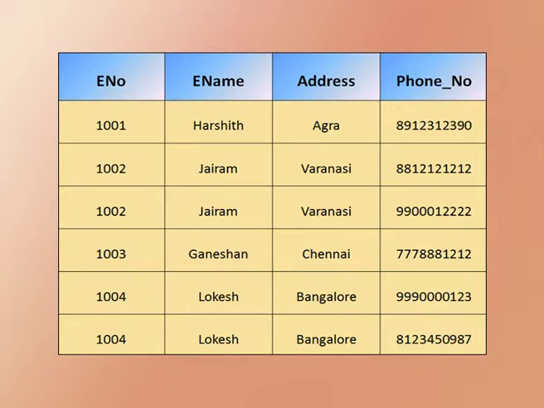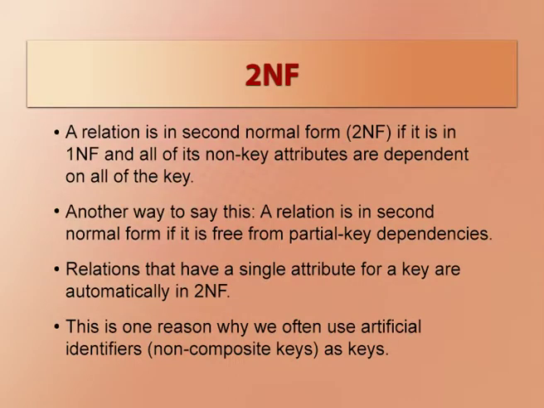So, let us see the definition of the second normal form. A relation is in second normal form if it is in first normal form. So, this is a must. Whatever relation we check, we check right from the start, that is, from the first normal form. So, whenever we are looking for the second normal form, first of all it should satisfy the first normal form norm, that is the atomic value normal form, and then only we can go ahead. And all of its non-key attributes are dependent on all of the key. So, that thing we have to see.